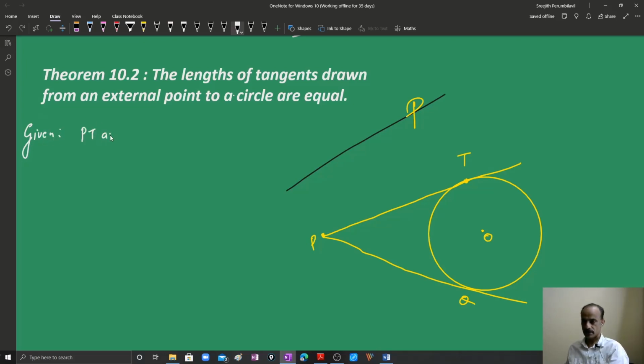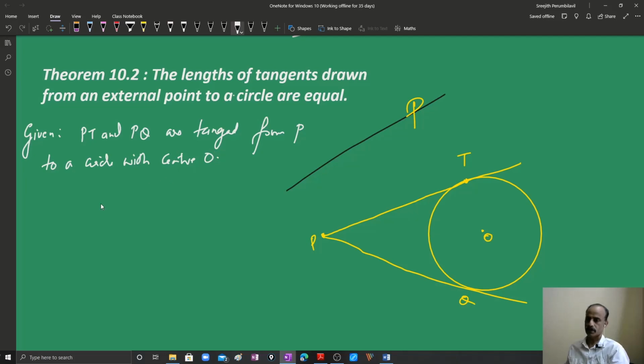PT and PQ are tangents from P to a circle with center O. What is to be proved? We have to prove that PT is equal to PQ. They are of equal length. This is what we have to prove. PT is equal to PQ.